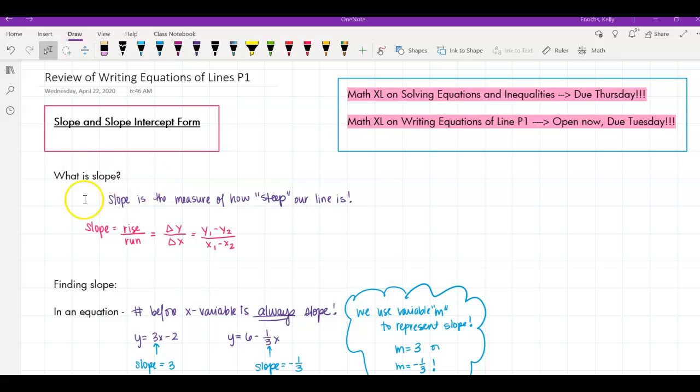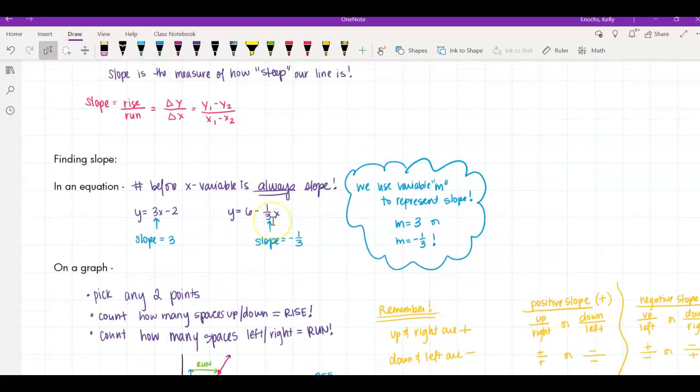What the heck is slope? As a reminder, slope is how steep your line is. And we can find that a bunch of different ways. We can find the rise over the run. We can find the change in y. That's what that little triangle means, change in y over change in x. And we find that change by taking the subtraction. So y1 minus y2, x1 minus x2.